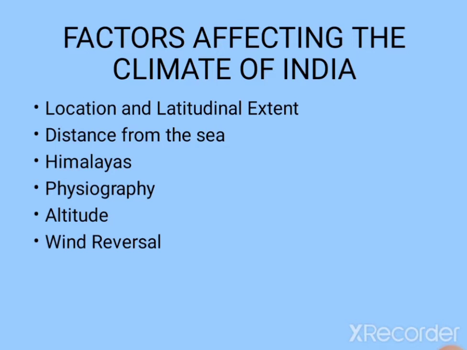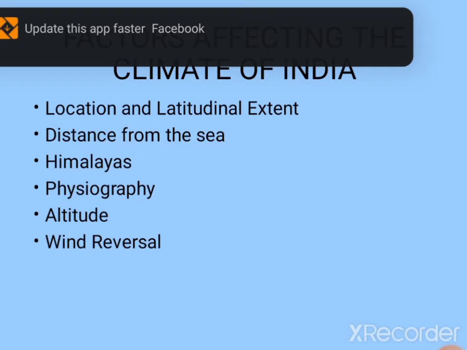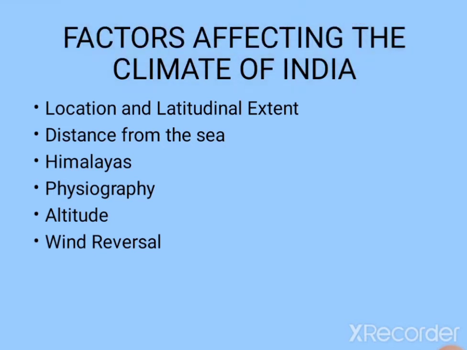Now, next factor is distance from the sea. Now, southern or peninsular India is surrounded by three important water bodies, namely the Arabian Sea, the Indian Ocean, and the Bay of Bengal. Because of the presence of these water bodies, the climate of the coastal regions of India can be described as equable or maritime. On the contrary, the regions which are located in the interior of the country experience extreme or continental type of climate.